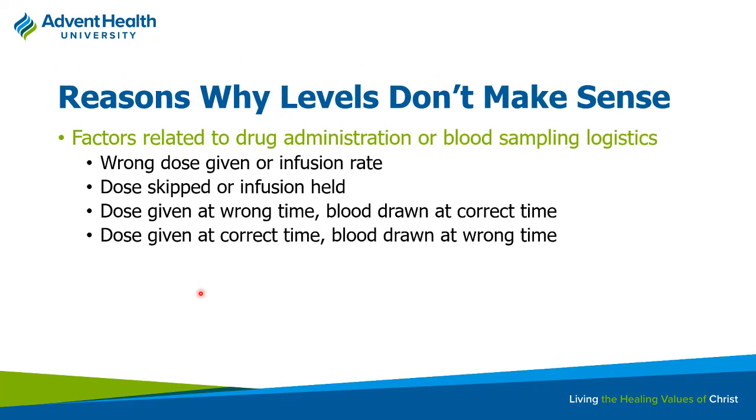So some reasons why levels don't make sense. Well, maybe the wrong dose was given, or maybe the infusion rate was wrong, and the patient got way too much drug or way too little drug, depending on the case. Maybe a dose was skipped or the infusion was held. Could be another reason, right? Why do you think a dose might be skipped in the hospital?